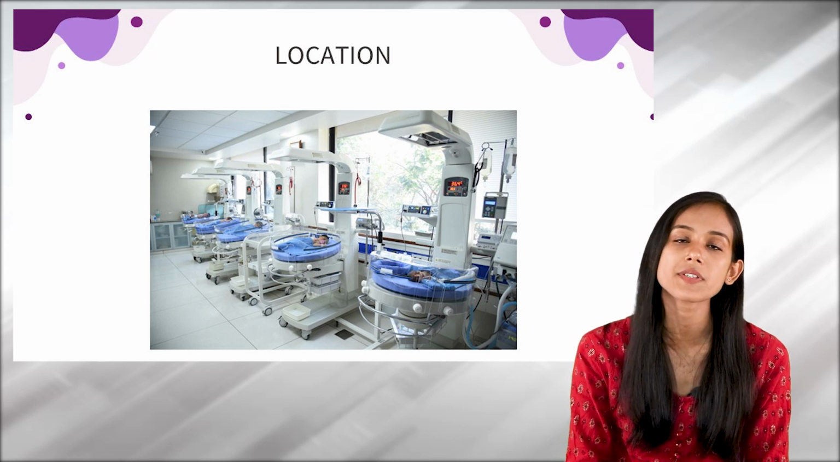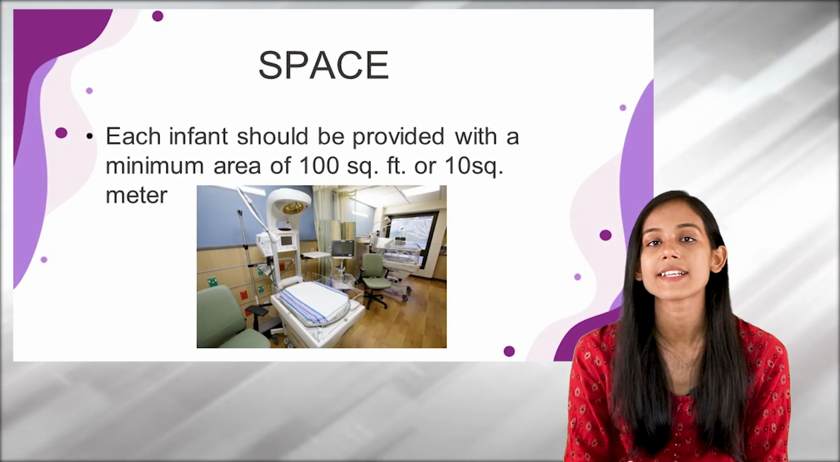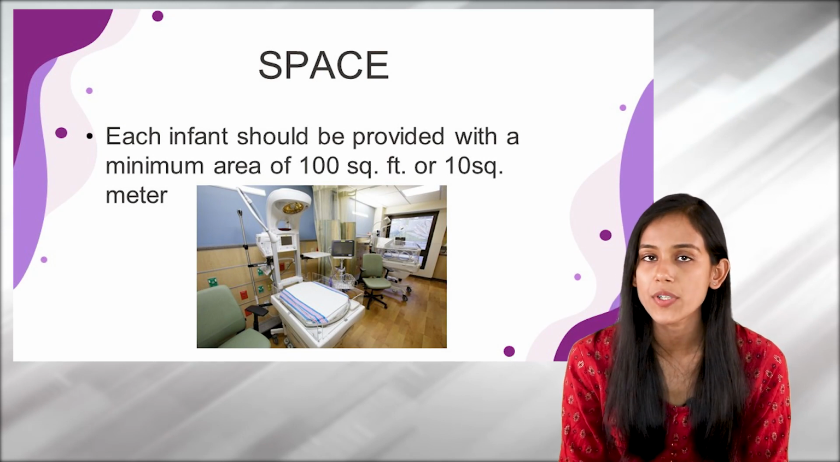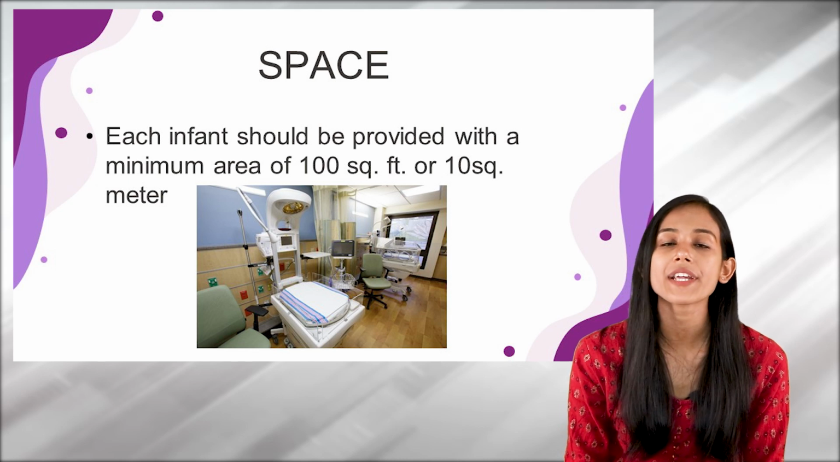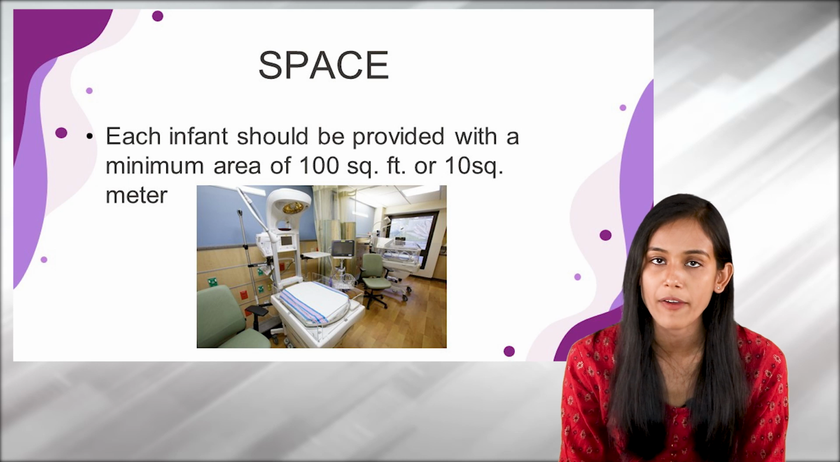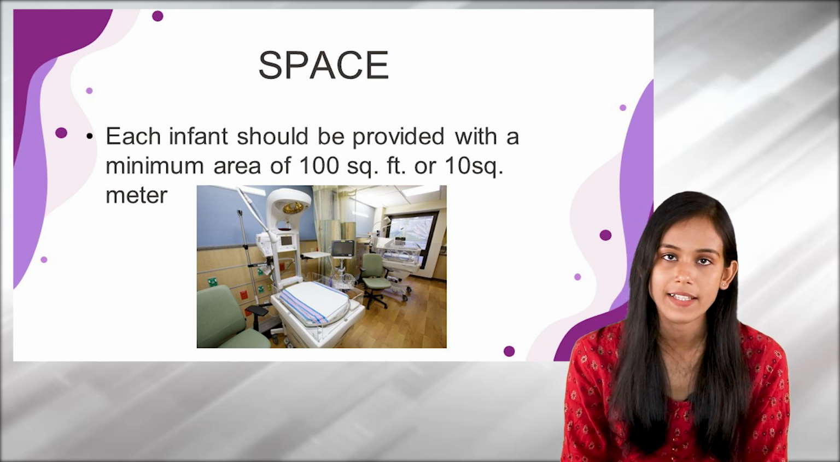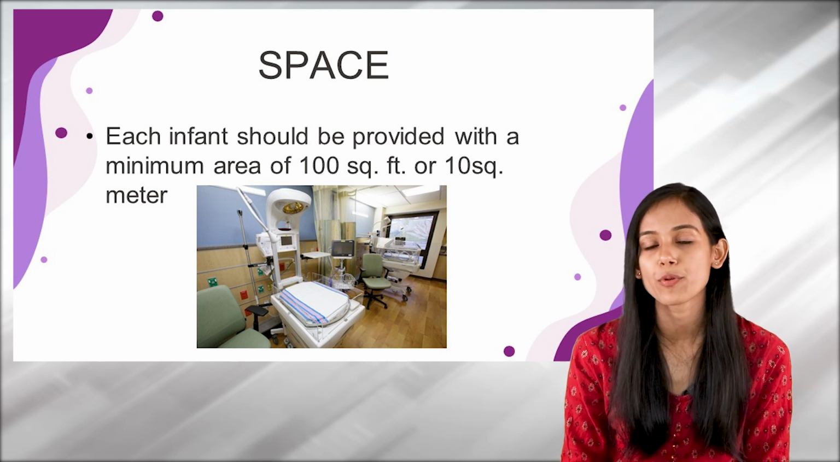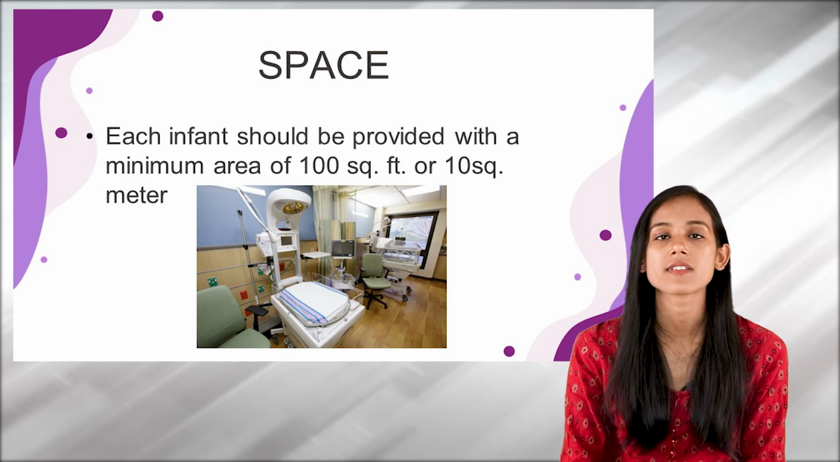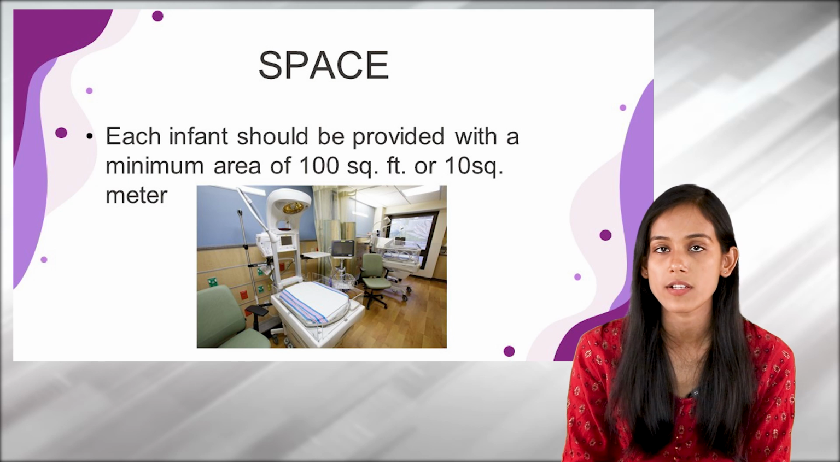Now the next thing in physical facilities is space. When we are designing the unit, it is recommended that for each neonate there should be a minimum space of 100 square feet. It should not be less than that. And there should be space for promotion of breastfeeding, and the area the bed should cover is around 500 to 600 gross square feet. This is about how much space should be provided for each neonate.